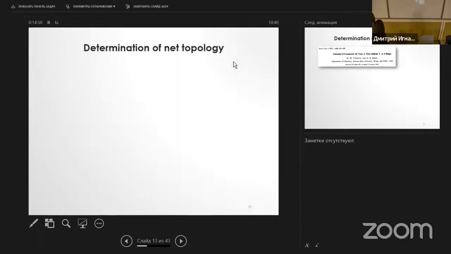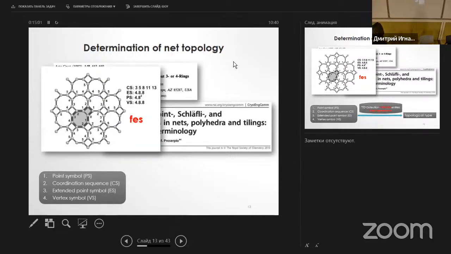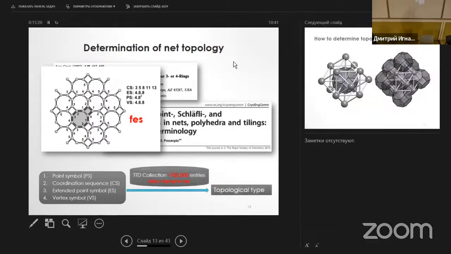How to determine the network topology? For this purpose, we use a set of topological indices, which again can be computed automatically. And these are just sets of some numbers. I do not explain in detail what they are, but importantly, they can be represented in numerical format. And after this, we can compare these indices with the reference indices from the topological databases and immediately get the information about what the topology is in our case. And for this purpose, we don't need to look at this structure, to draw pictures, et cetera. We just run the computer and get the result.